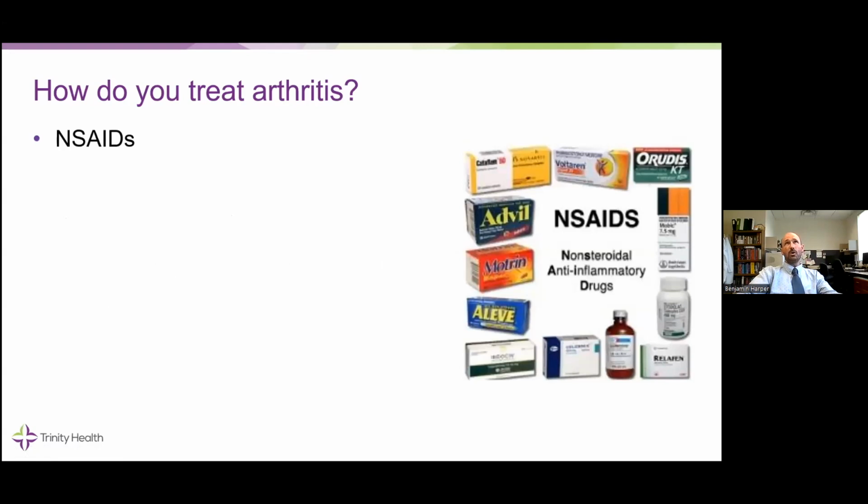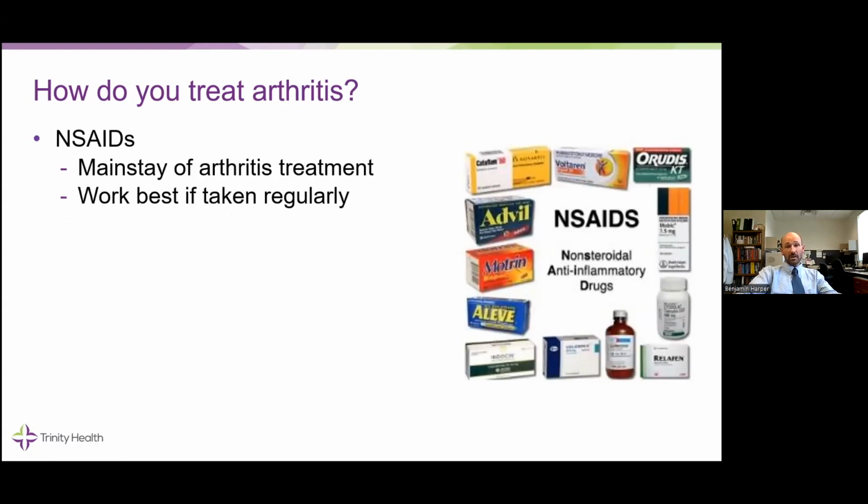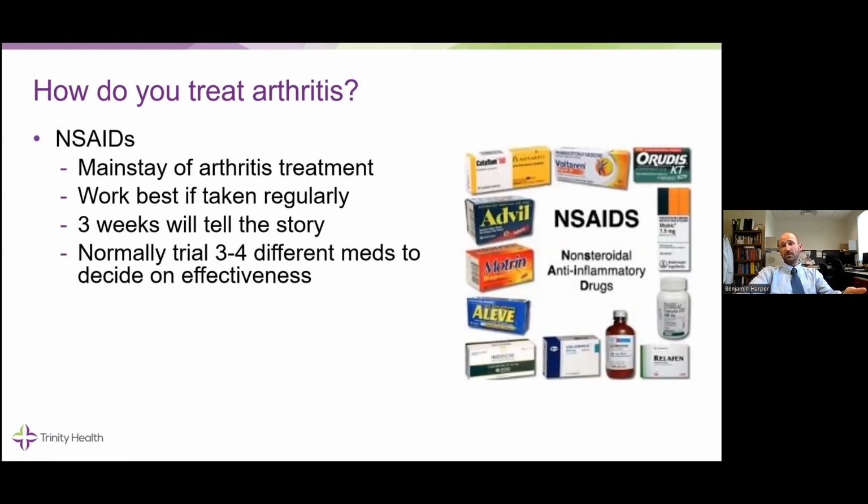NSAIDs, so there is a whole variety of these medications, all different kinds. It's kind of the mainstay of arthritis treatment if you can tolerate them. They also work best if taken regularly if you need them. 3 weeks of one will tell you what it's going to do for you. Some people do need to try a few. So for some people, one may work better than another. They're short acting, they're long acting. Some are easier on the stomach if you have a little bit of GI upset. Not everyone can take these though.